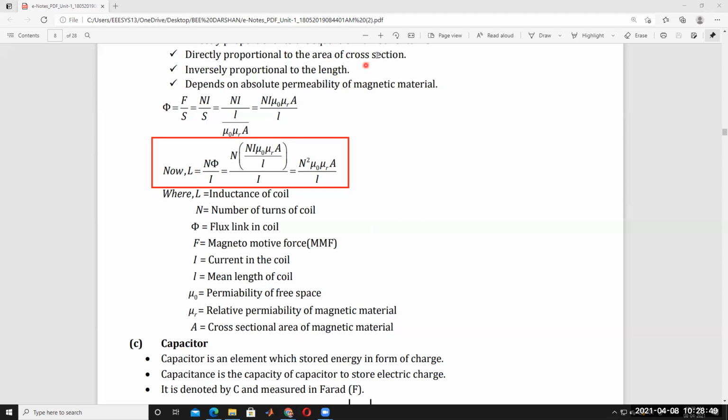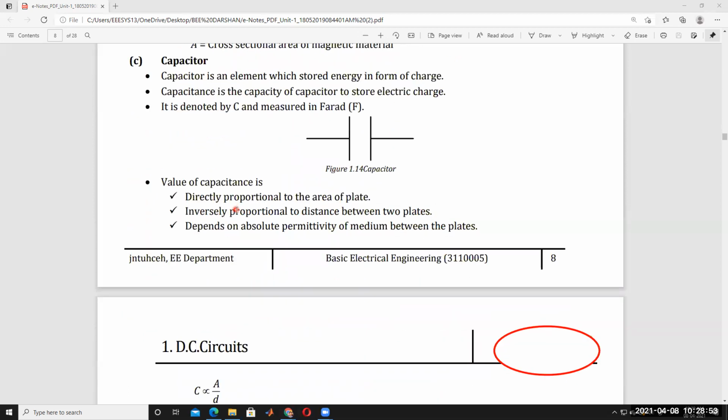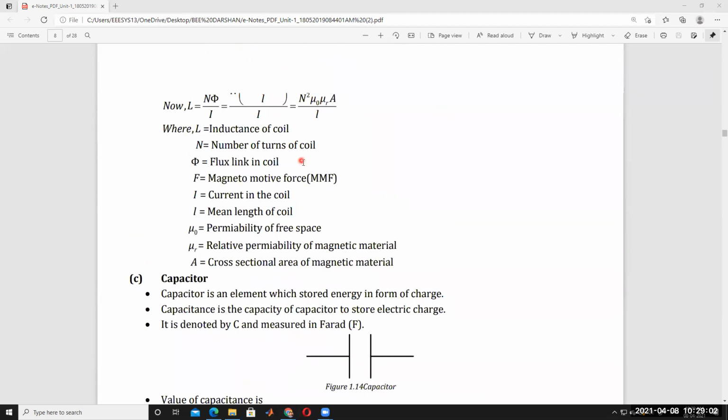So this is about the inductor, and then coming to the capacitor. A capacitor is an element which stores energy in the form of charge. An inductor stores energy in the form of an electromagnetic field.